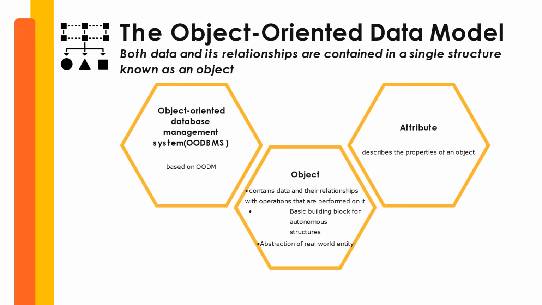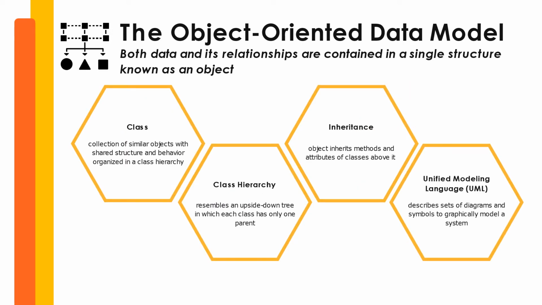Next is the object-oriented data model, wherein both data and its relationships are contained in a single structure known as an object. Much like the object-oriented programming that you might have already tackled in another course, the object-oriented data model represents our data.